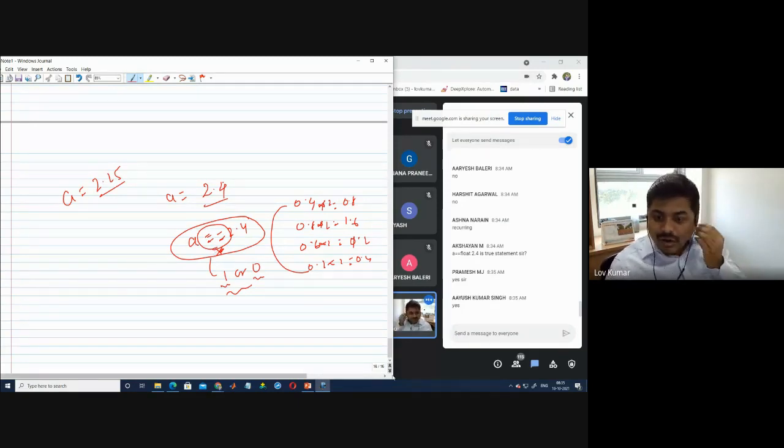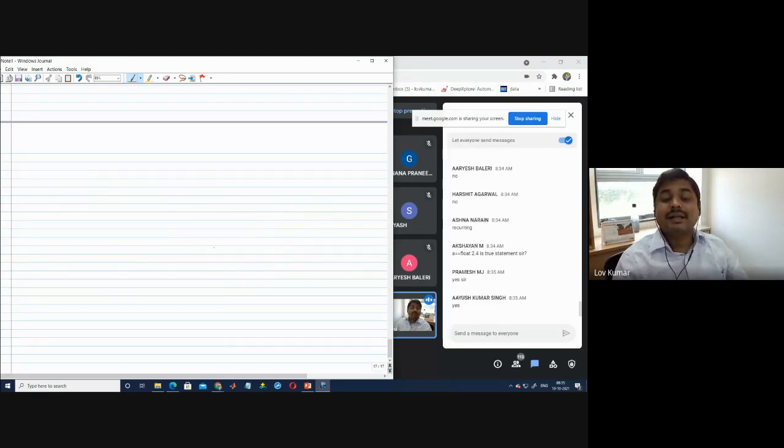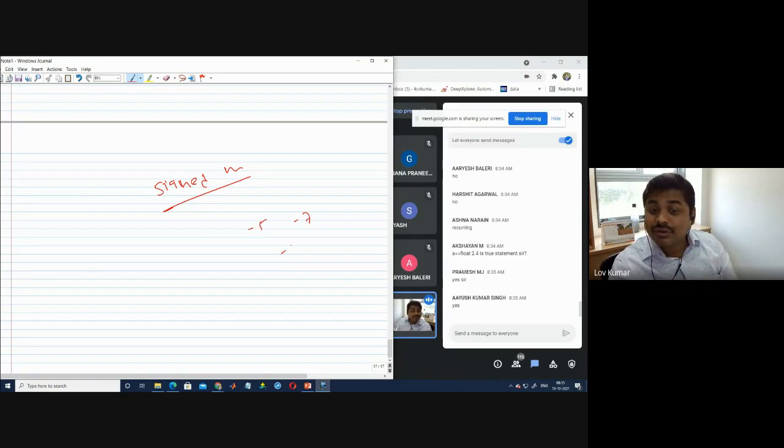Now we come to the most important part, that is called the signed number. Signed number means whatever we have discussed so far is only for positive numbers. But when we write a negative number, like -5, -7, or -13.5, how will the system store -13.5? How will the system store -5? How will the system store -7? For positive numbers, you already know.